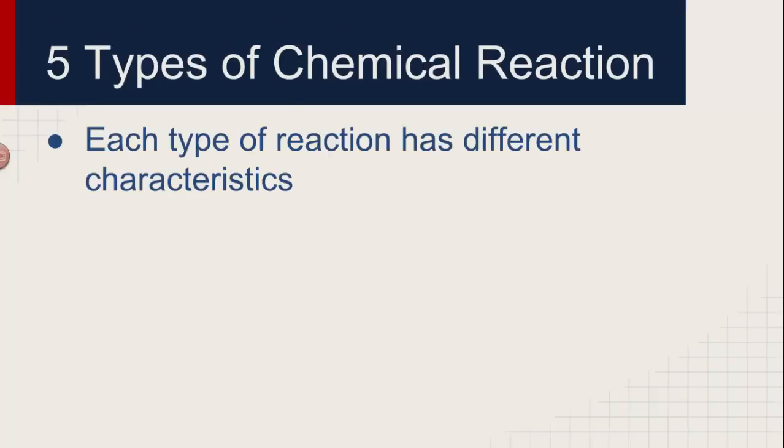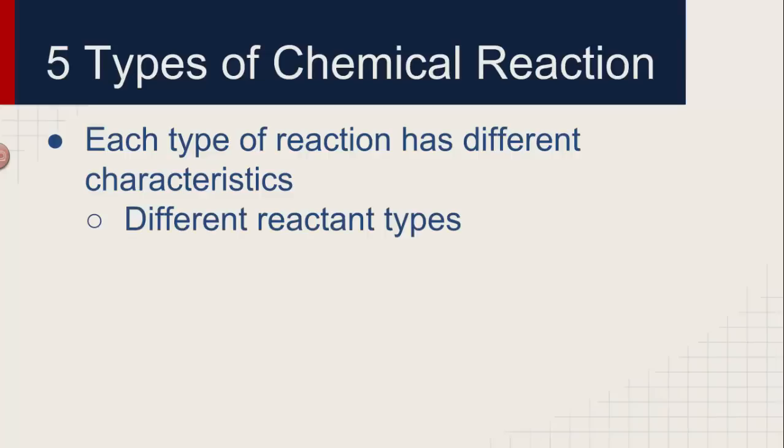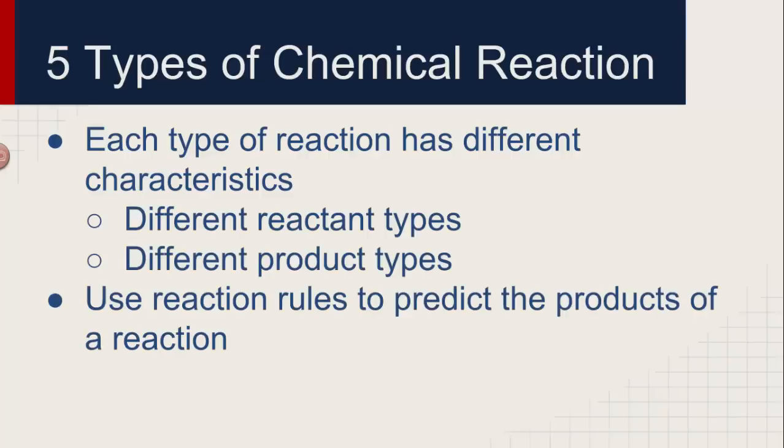To start with, we want to understand why we categorize reactions into different types. Well, it turns out that the different types of reactions are based on the nature of the reactants. And they all have different characteristics. They have different reactant types, different product types. And if you know the rules, you can now predict the outcome of mixing 2 things or 3 things together. You'll be able to actually predict what will happen once you know the types of reactions and their rules.